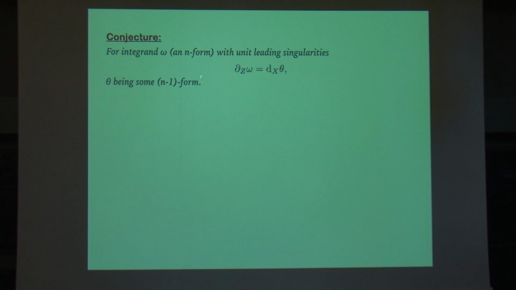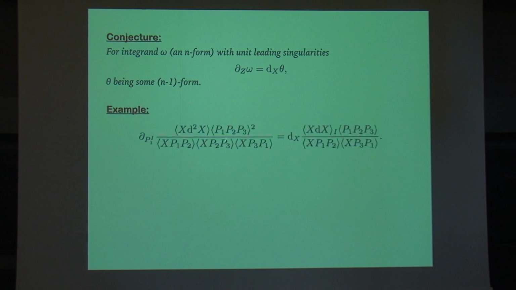There's one conjecture that we have: for any integrand that we specify, an N-form in CP^N, which has unit singularities, once we take a derivative with respect to the external data entering its definition, the result has to be a total derivative of some lower form, which is an (N-1)-form in this case. This is something that we currently don't have a rigorous proof of, but it works in many situations.